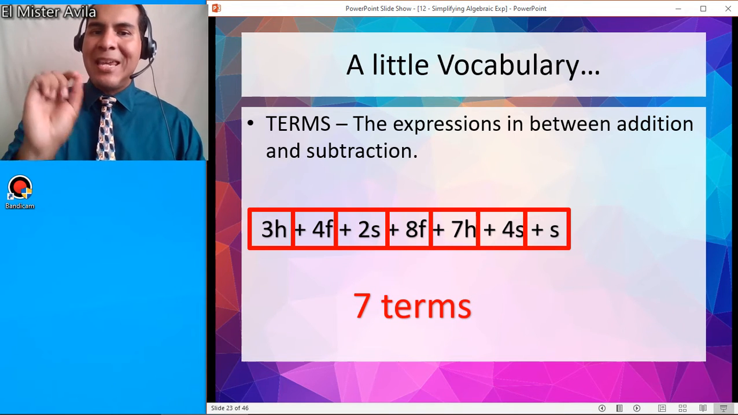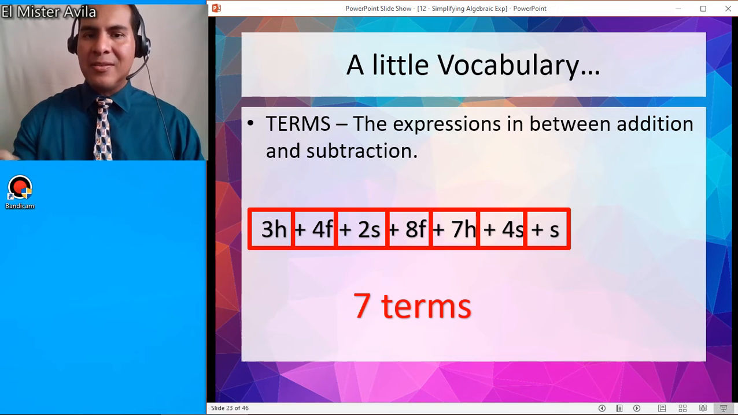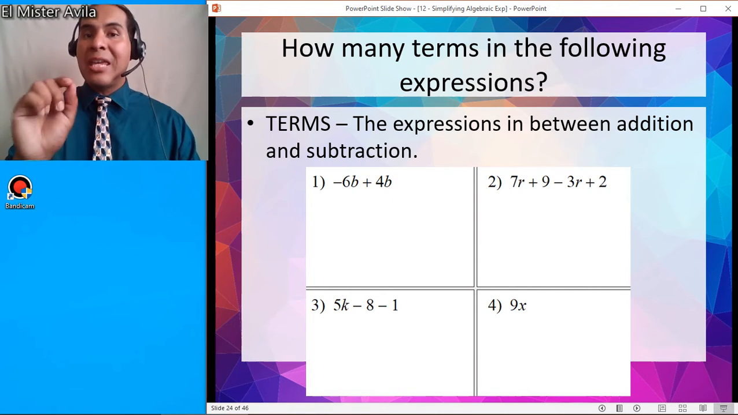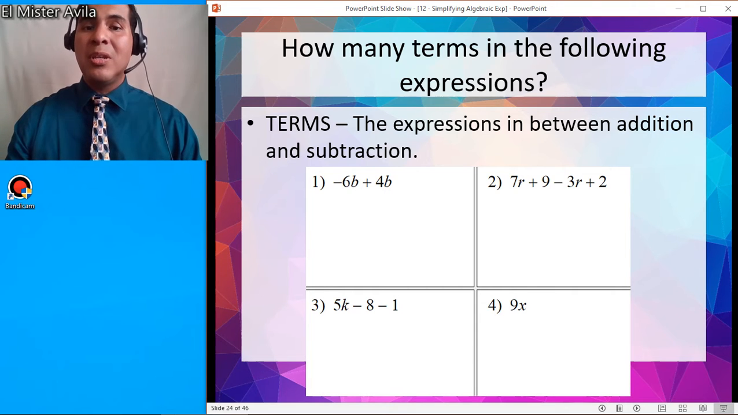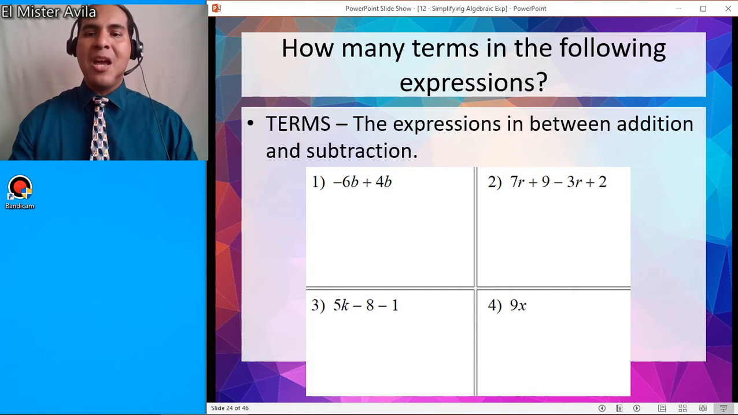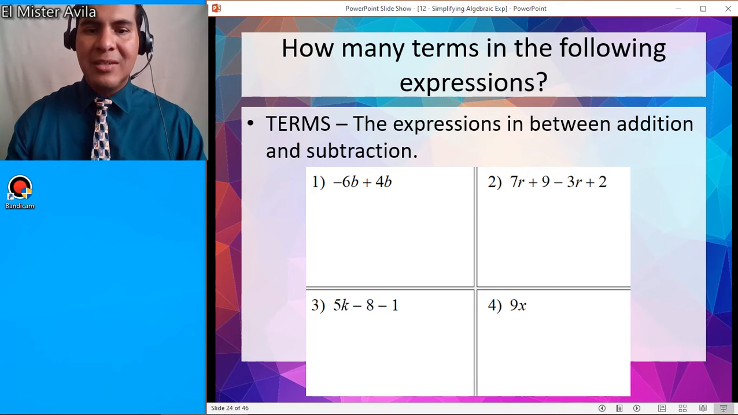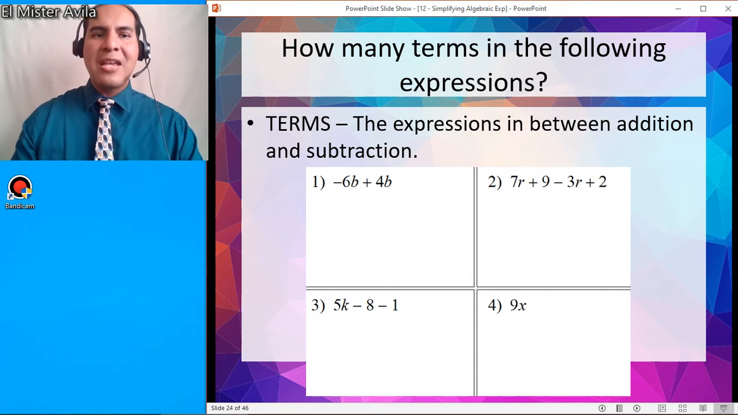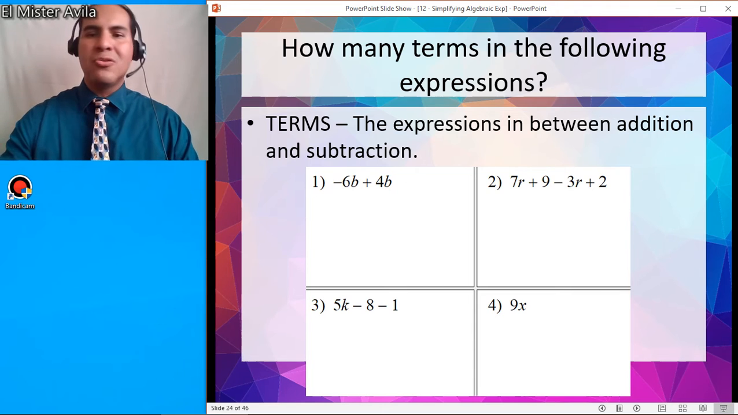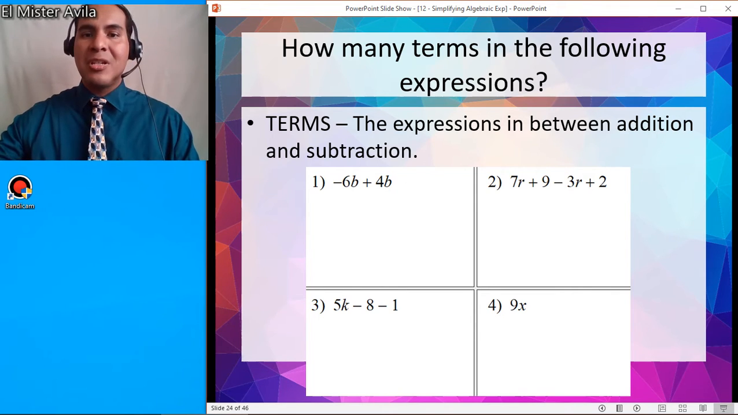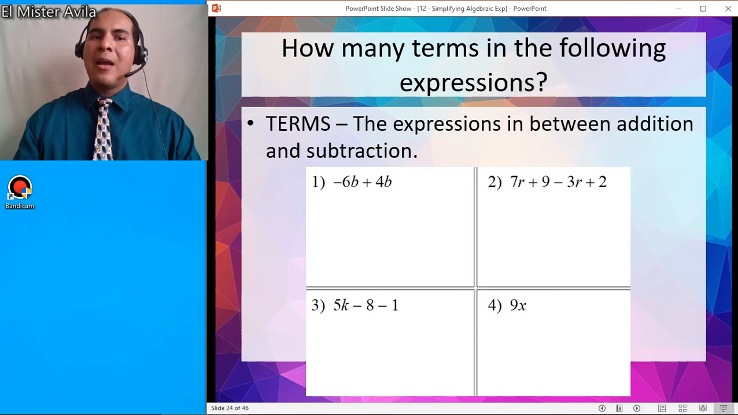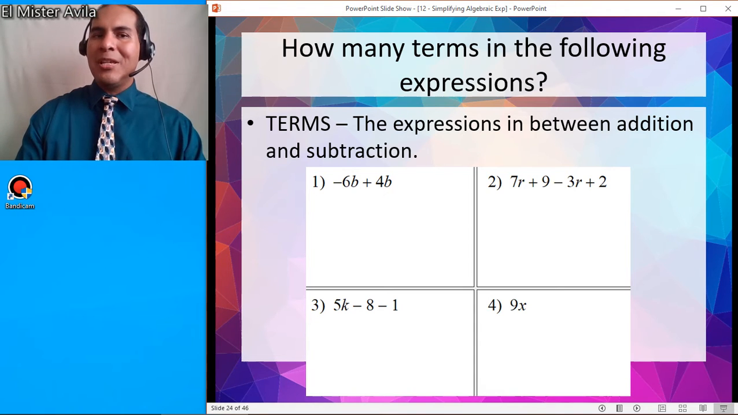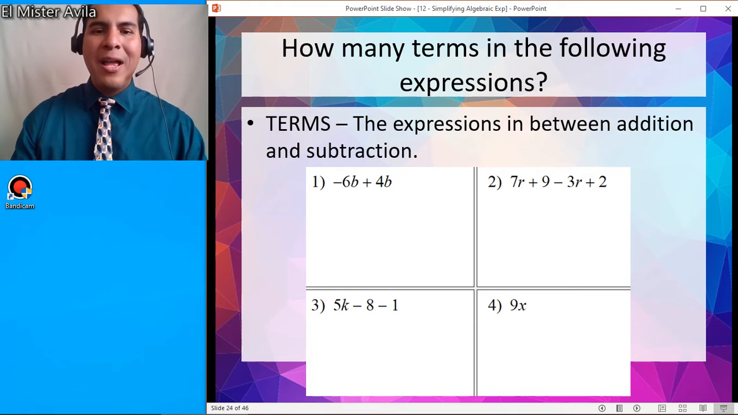Terms are the expressions in between the addition and subtraction. There's no example of subtraction here. We'll do those in just a second. So given that terms are the expressions in between addition and subtraction, can you tell me how many terms are in each one of these algebraic expressions? Pause the video, write these down, and just write down how many terms. 1 term, 2 terms, 3 terms, 4 terms, 5 terms, 6 terms, etc. Okay, when you're ready, unpause the video. Moving on in 3, 2, 1.